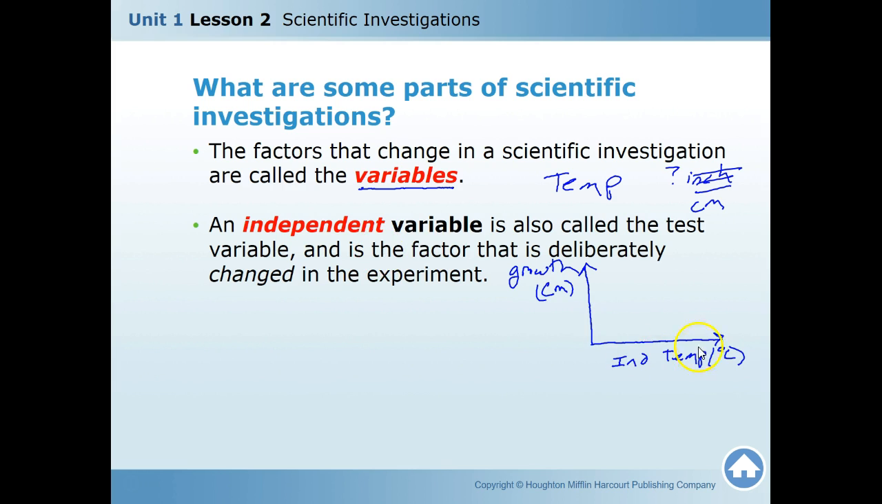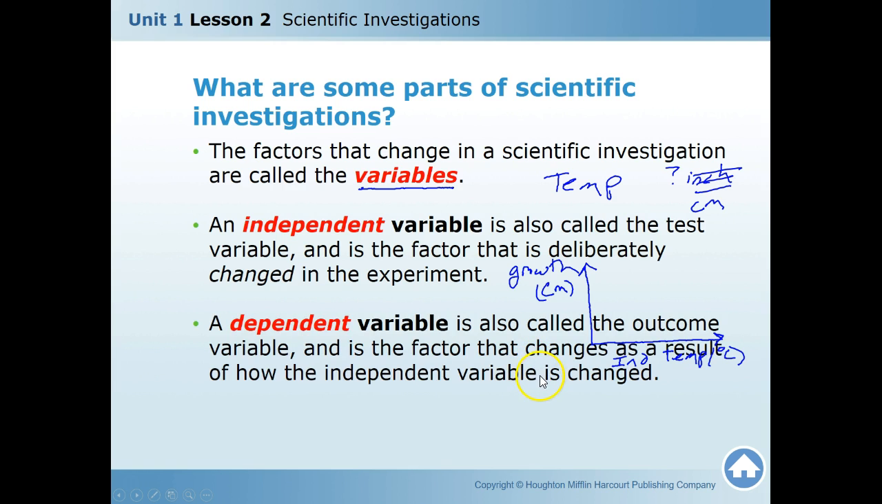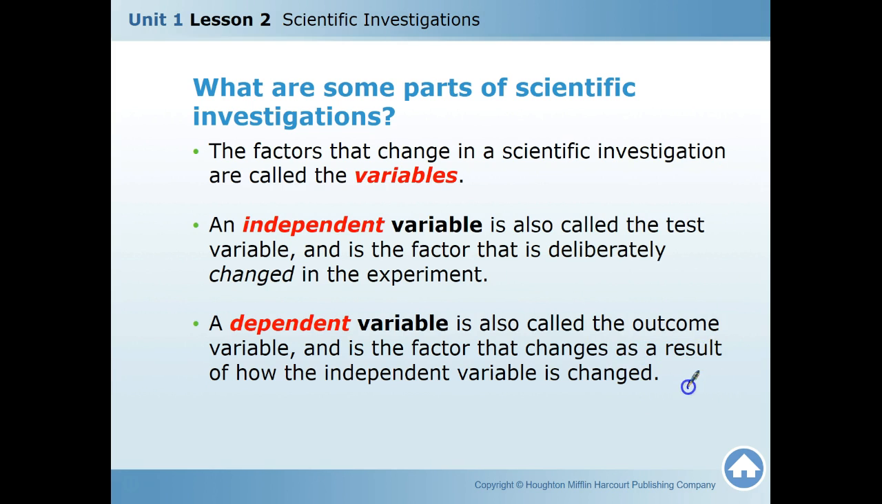The independent variable here would be the thing that we're changing, so we're increasing or decreasing the temperature. And then the dependent variable is the outcome variable, so that would be the growth. It's the factor that changes because we've changed the temperature. If you make the temperature for a plant 0 degrees Celsius, it won't grow because that's freezing. If you make it about 27 degrees Celsius, that's room temperature, and that plant might grow a lot.